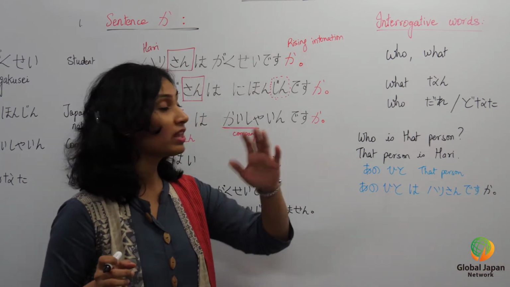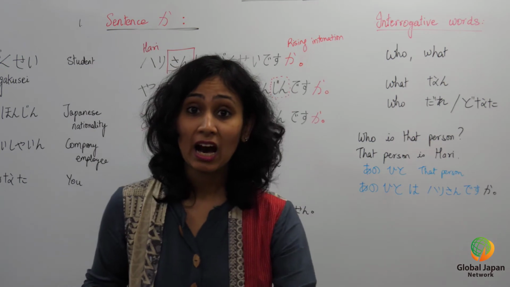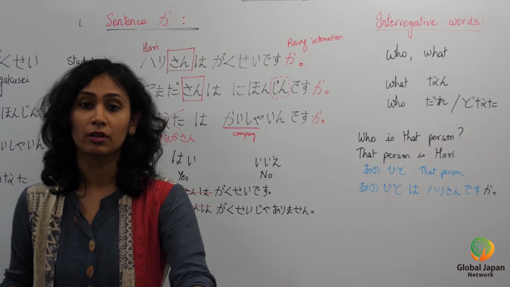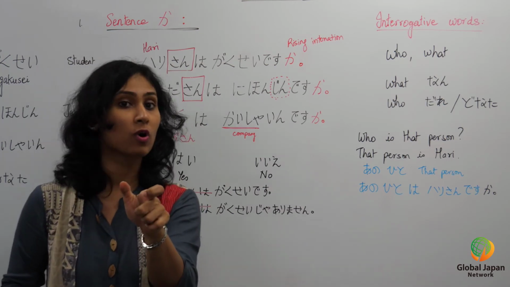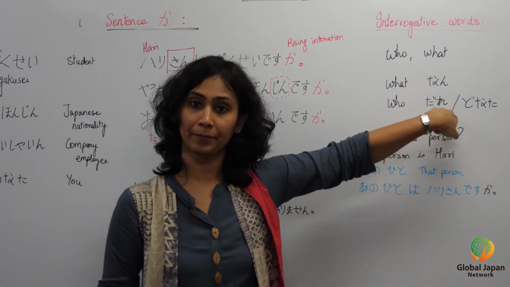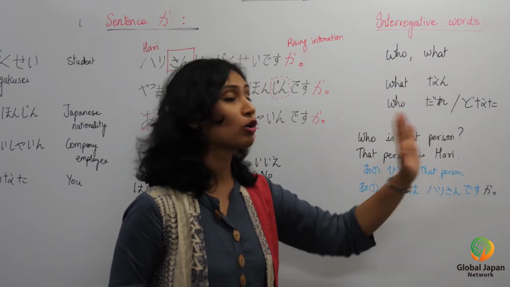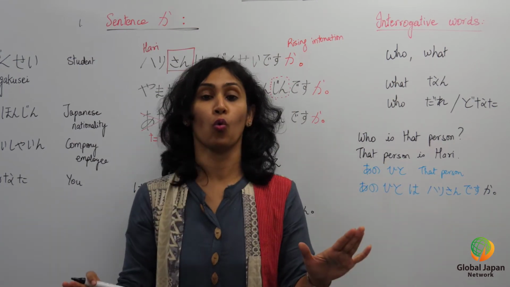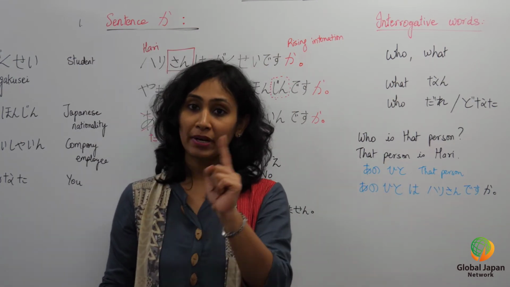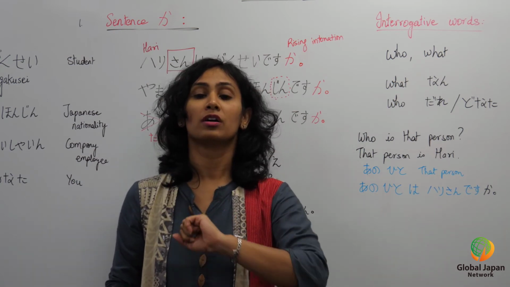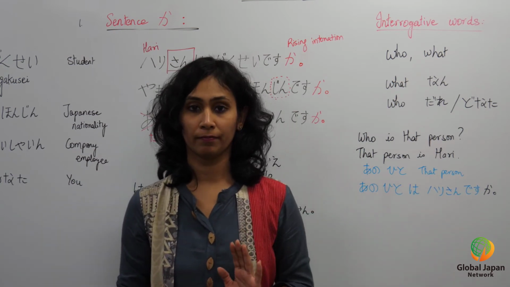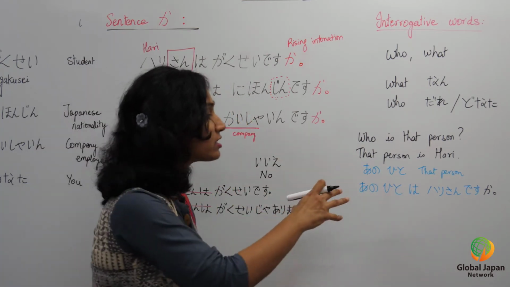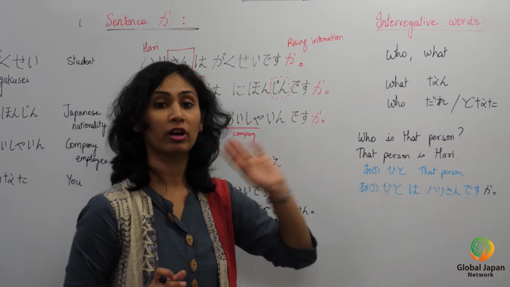But here we do not know the name of the person. We are not asking, is he Hari-san? That's not our question. Our question is, who is that person? Who? And the word for who is dare. Now dare, where are we going to put it? Are we going to change the word order? No. To make a statement into a question, word order does not undergo a change. Only thing is, wherever the answer is supposed to come, we put the interrogative word.